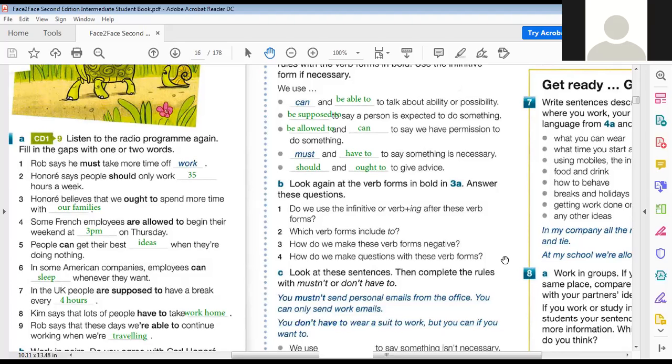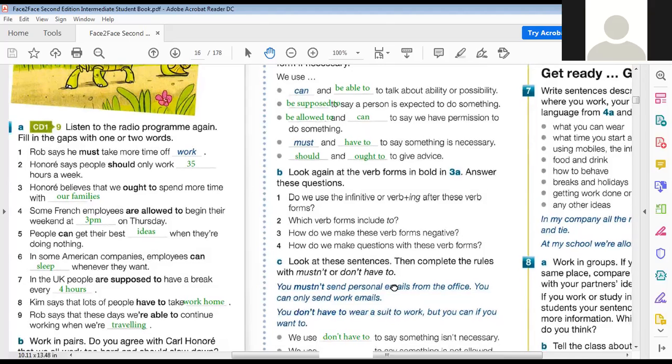So when you say you don't have to wear a suit to work, but you can if you want to, it's to show that something is not a necessity. It's not necessary. It's optional. If you want to, we're not going to say you can't. You can if you want to. It's up to you, but you don't have to. So this is the idea. This means don't have to, we use it to show that something isn't necessary.